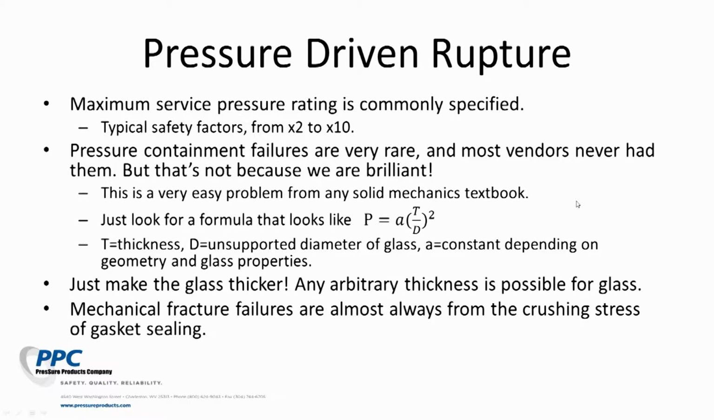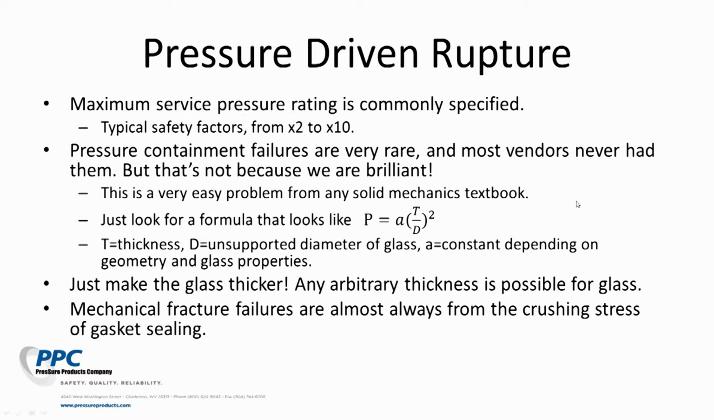If you open up any textbook on solid mechanics, you'll find a formula that looks like this. Here, T is the thickness, D is the unsupported diameter, and A is a constant that depends on glass properties and geometry. That's all there is to it. There are no mysterious forces that take years of experience to understand, and you can get glass vendors to make you custom thick pieces, so pressure-driven rupture is an easy parameter to address, and maybe that's why vendors like to talk about it, because you can always address this parameter.